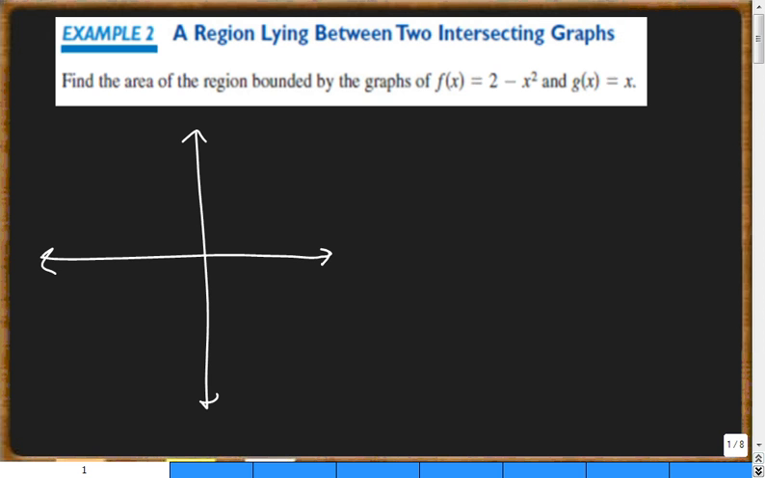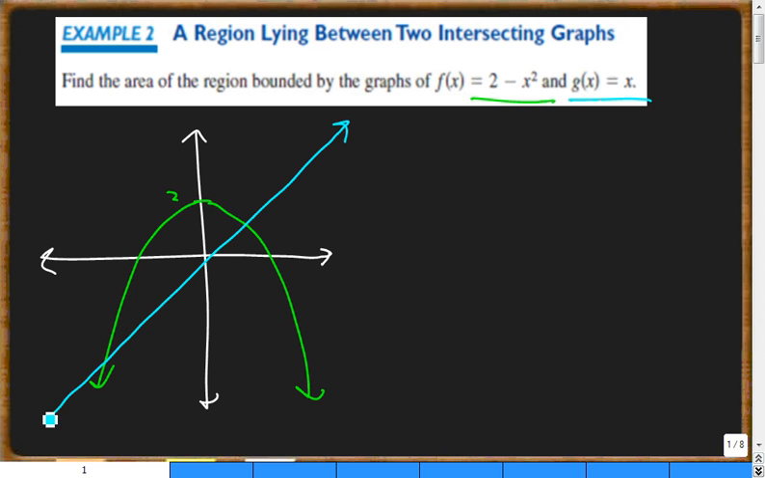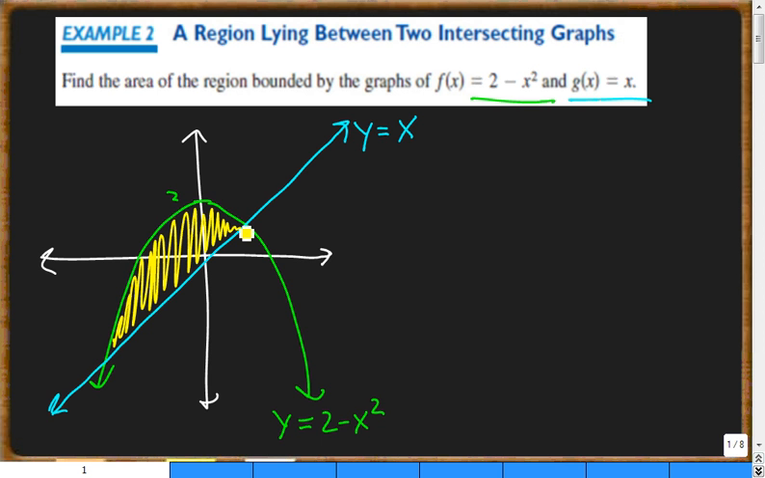Okay, so again, I'm going to have 2 minus x squared as one of my graphs, and I'm going to have x as my second. So I need to graph 2 minus x squared. Well, that's going to be something like, so we'll have this at 2. So 2 minus x squared is going to look something like this. y equals x is going to be a graph like this, just a line. So this is y equals x, and this is y equals 2 minus x squared. Well, the region that we're looking for is the region bounded by these two graphs. So we're looking at this area here.